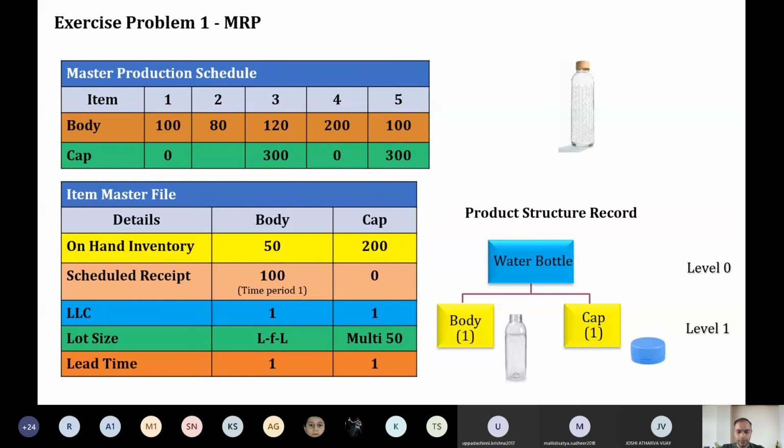Try to solve this problem. The solution to this problem will be posted in VTalk by this evening. After receiving your assignments, I will be posting the solution. Your time starts now and it will close by 9, and those who submit will get the attendance for today's class.